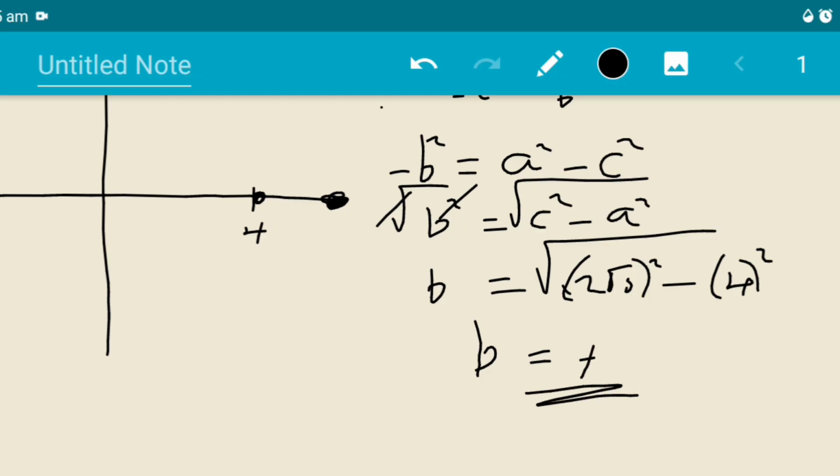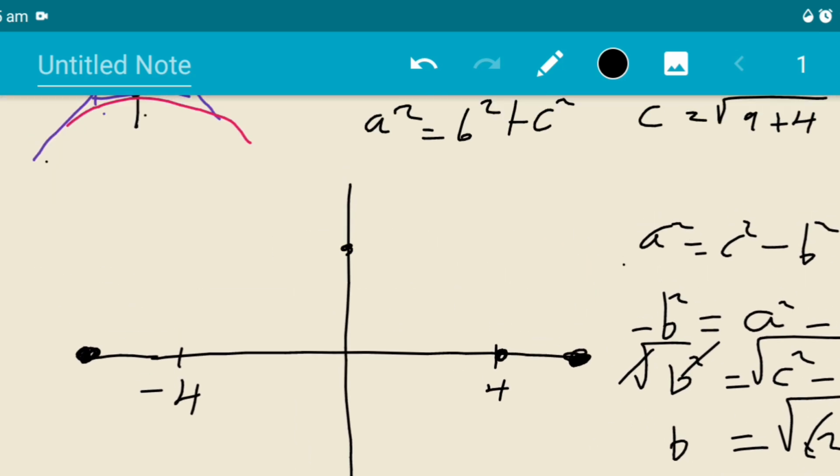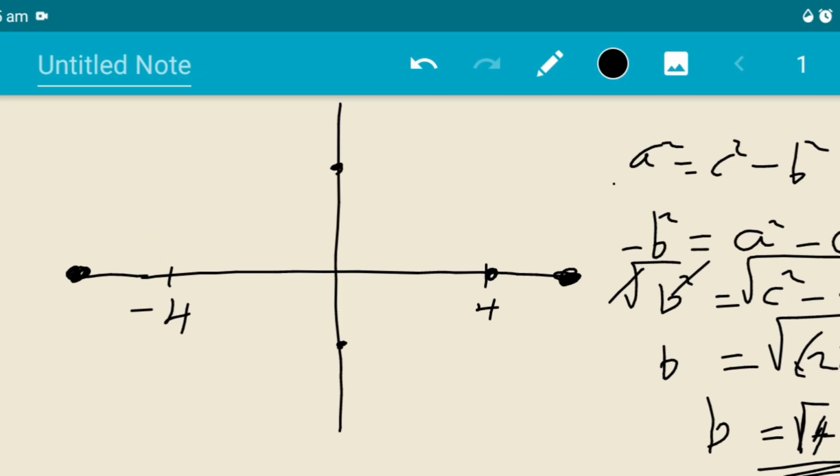Rather, the root of 4. Okay, that is what our b is, the root of 4. So that is our b. Having found our b, say the root of 4 is located somewhere there and somewhere there. We can now draw the diagram nicely.